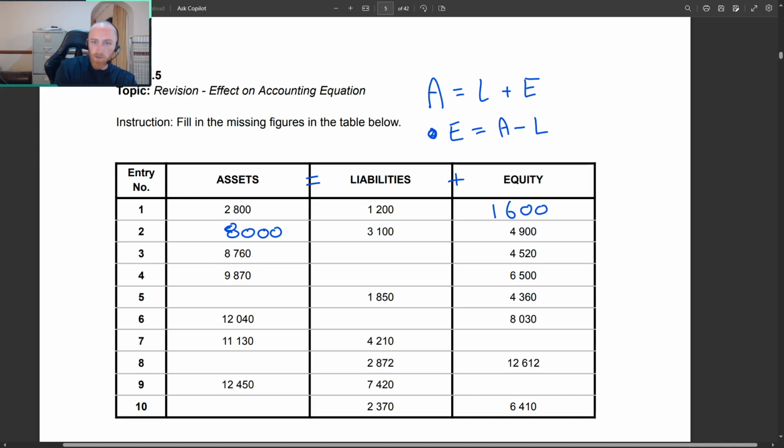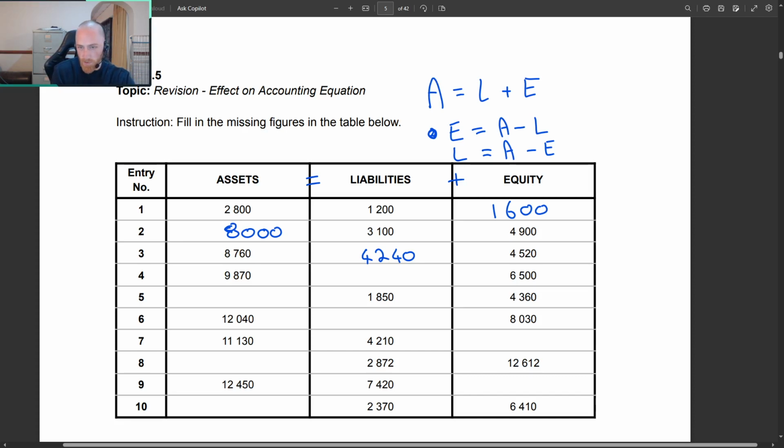So if we did algebra with the accounting equation, we can say liabilities is equal to assets minus equity. So assets of 8,760 minus equity of 4,520 will give us an answer of 4,240. Yeah, that's right, 4,240.